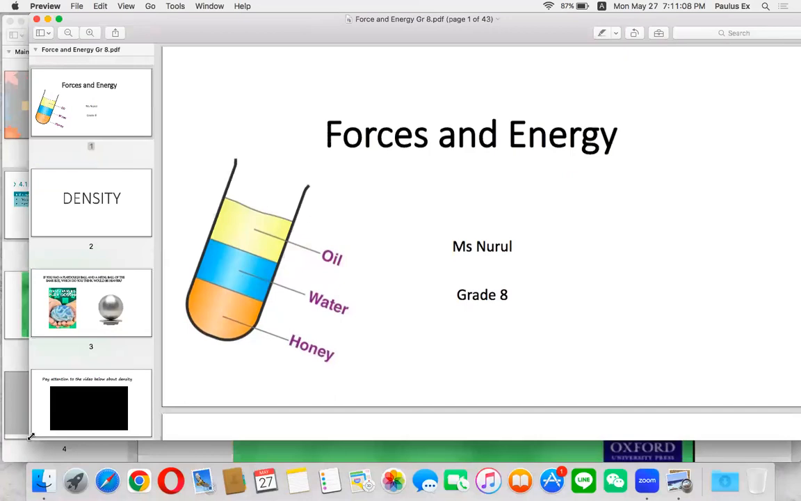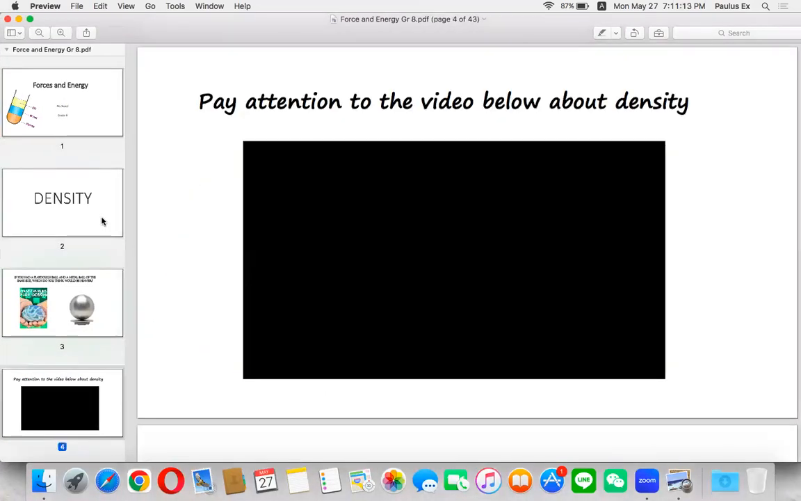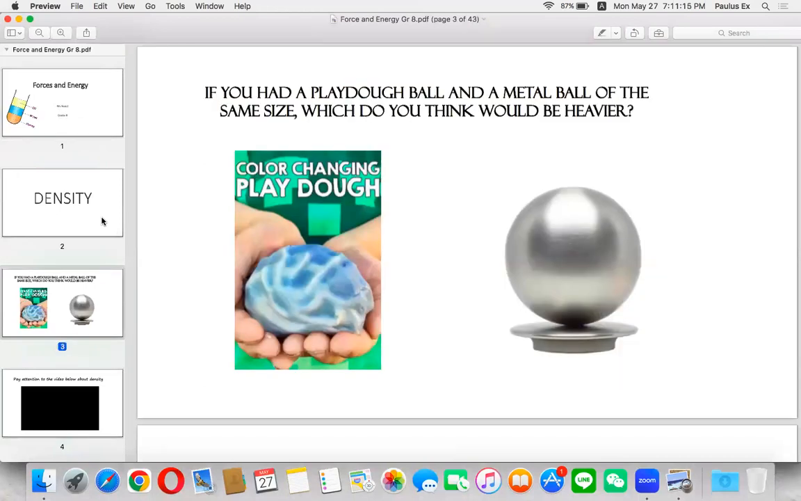Now we go on to force and energy. We start with density. If you had a ping pong ball and a metal ball of the same size, which do you think would be heavier?